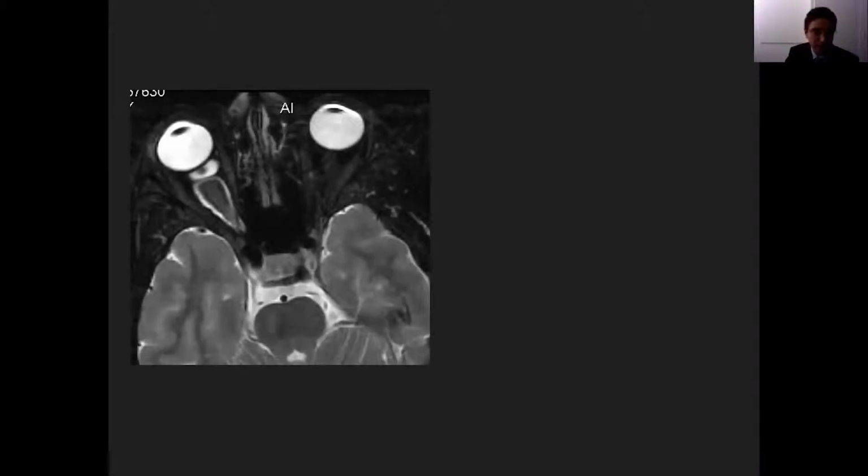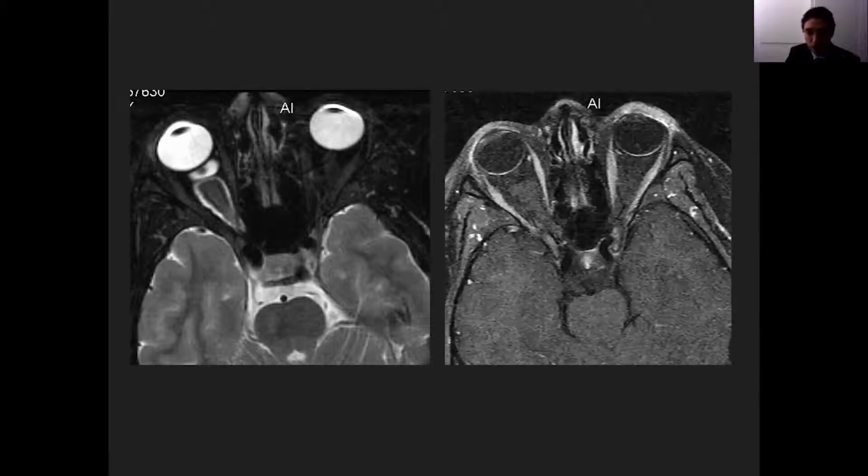Here we have a case of a patient with neurofibromatosis type 1, axial T2 image, where we see expansion of the right optic nerve and optic nerve sheath in a patient with a glioma. On the post-contrast image, we see that there is no enhancement. Enhancement is very variable, and it can range from minimal to no enhancement to very avid enhancement.